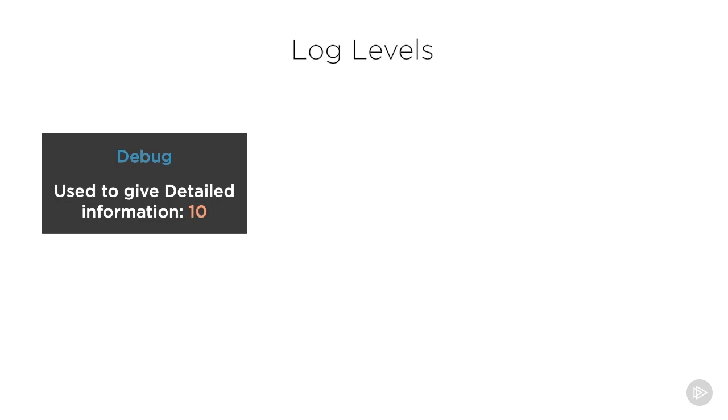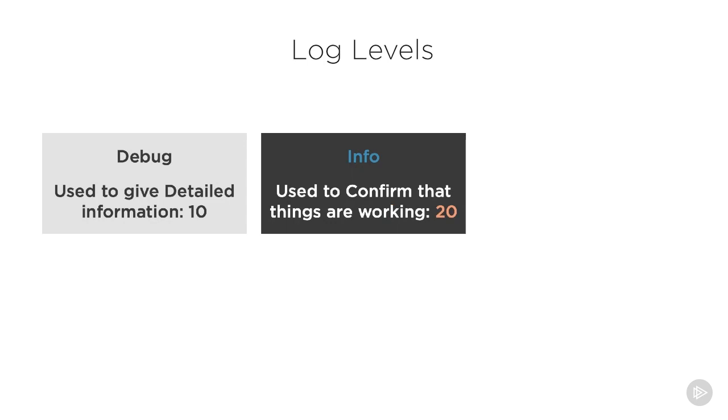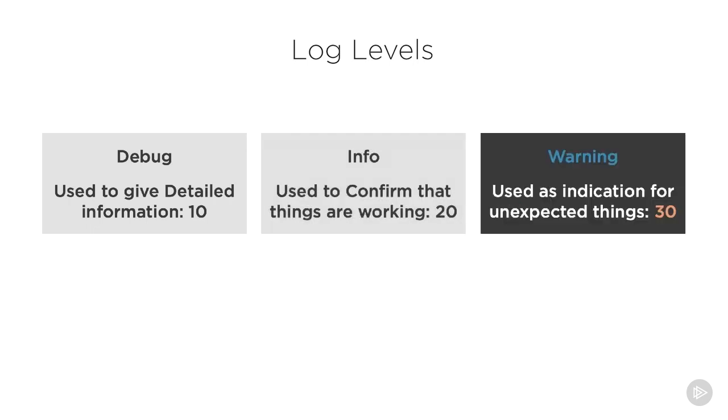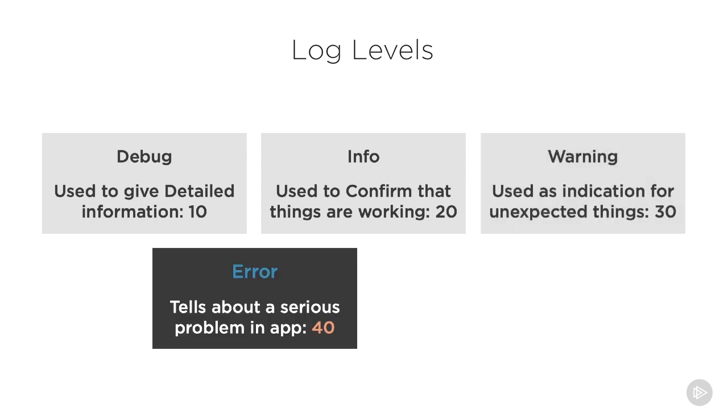First one is debug. These are used to give detailed information, typically of interest only when diagnosing problems, and its numeric value is 10. Second one is info. These are used to confirm that things are working as expected, and its numeric value is 20. Third one is warning. These are used as an indication that something unexpected happened, or indicative of some problems in the near future, and its numeric value is 30. Next one is error. This tells that due to a more serious problem, the software has not been able to perform some function, and its numeric value is 40.